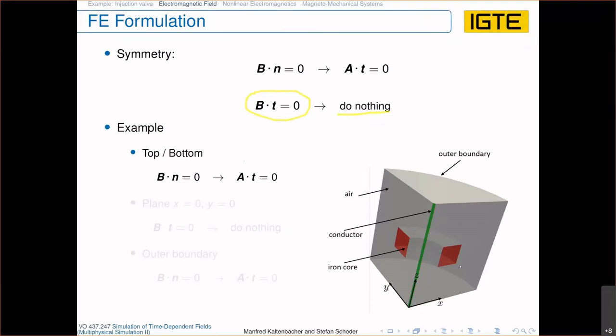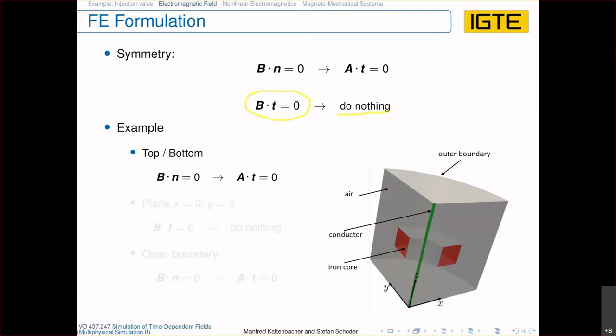We just have here a straight conductor, and we have here an iron core going around this conductor. Well, you could here exploit a lot of different symmetries. Let's say you want to compute it just with a quarter symmetry. Well, then we have the following boundaries. We have here on the top to specify the correct boundary condition and on the bottom. And then we have this side.